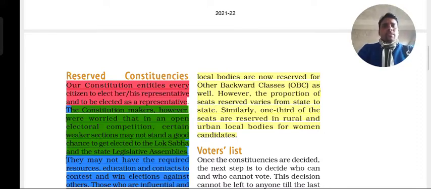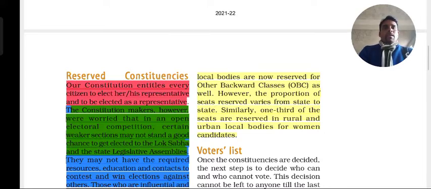Next, the constitution makers were worried that in an open electoral competition certain weaker sections may not stand a good chance to get elected to the Lok Sabha and the state legislative assembly. So it is a very good point. Everyone has the right to stand for elected representative, but sometimes the weaker section people may not stand a good chance to get elected in the Lok Sabha or in the state legislative assembly.